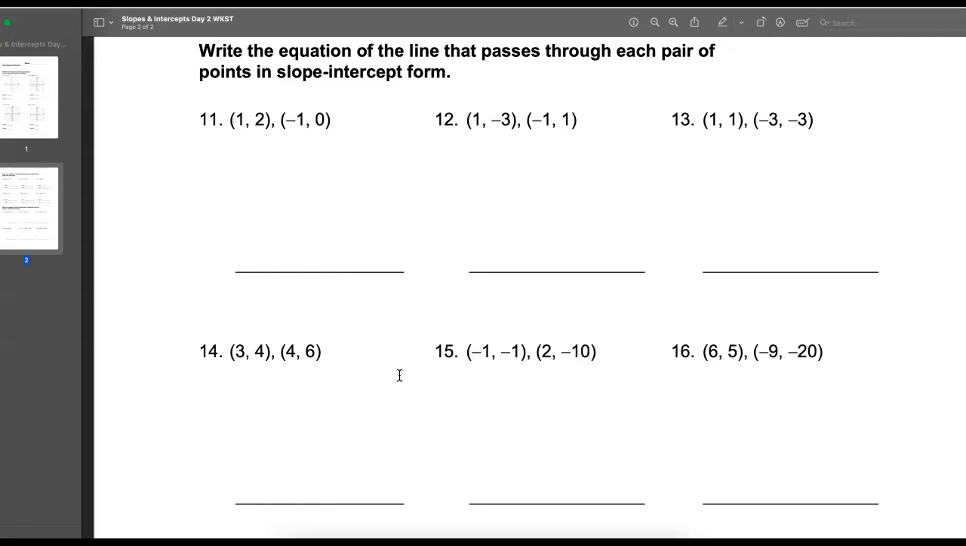So we're going to do the same type of thing for each of these problems. What's the first thing I need to do? Find the slope. So y2 minus y1 over x2 minus x1. Okay, so y2 is 0 minus 2 over negative 1 minus 1. That's negative 2 over negative 2, which is 1. So that's the m.